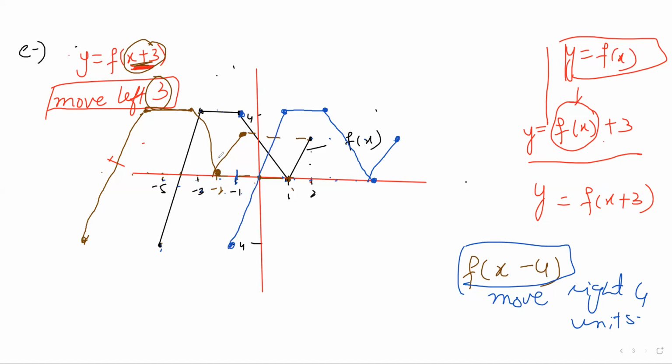So black one is the original graph. Check again. If we need to add something, it's going to go to the left. If it's going to subtract something, it's going to go to the right. This is how the graph transforms. So if in the function anything adds outside the bracket or subtracts outside the bracket, it goes up and down.